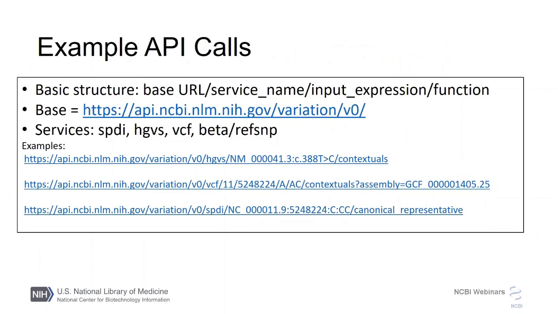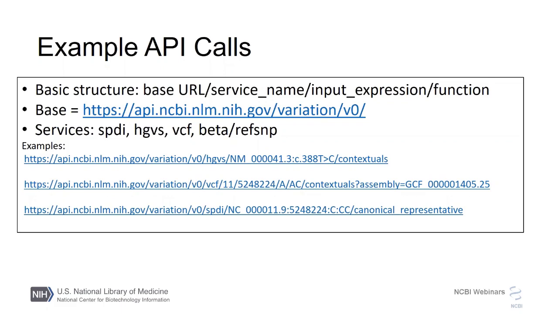Okay, so how do you do this? If you were doing it with a program or a script, you could use the API, which is a URL-based system. There's a base URL that's written for you there. The services you can use take various kinds of input: they take SPDI, they take HGVS, VCF, and you can get back the RefSNP records using this beta RefSNP service.